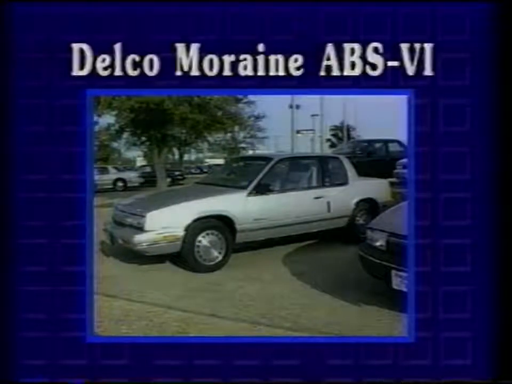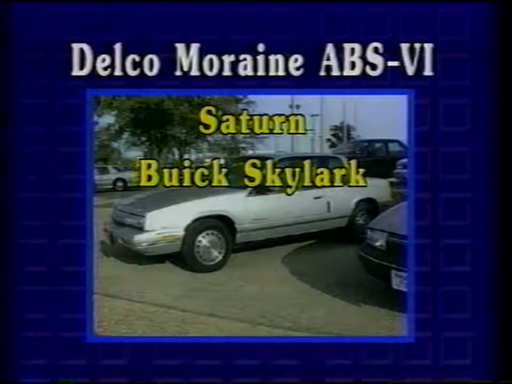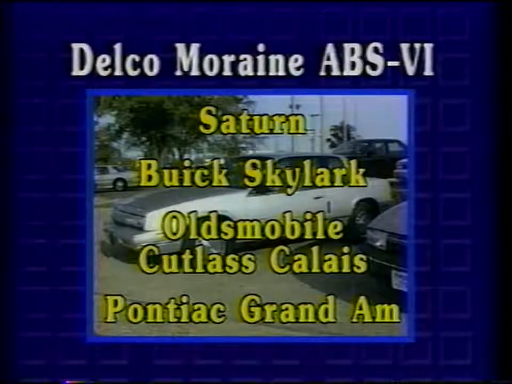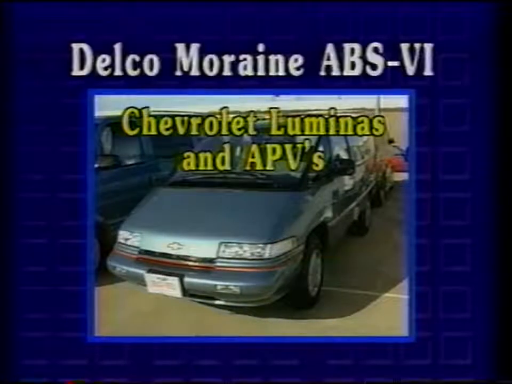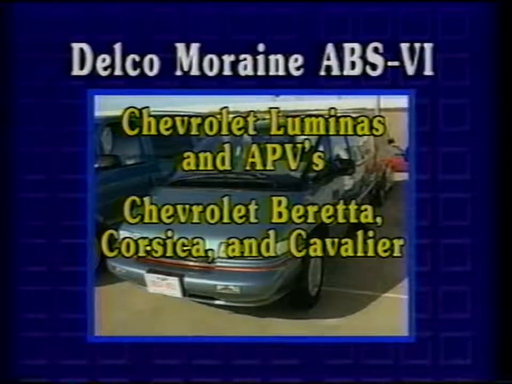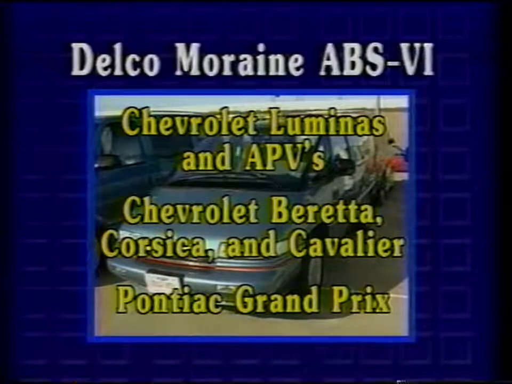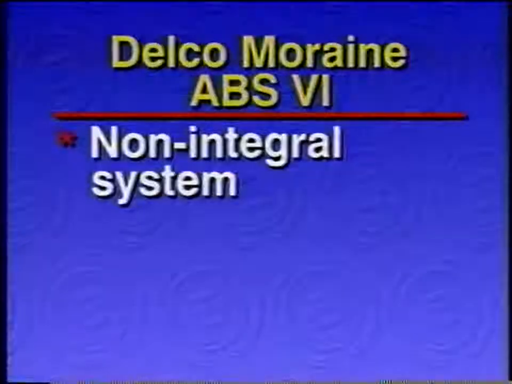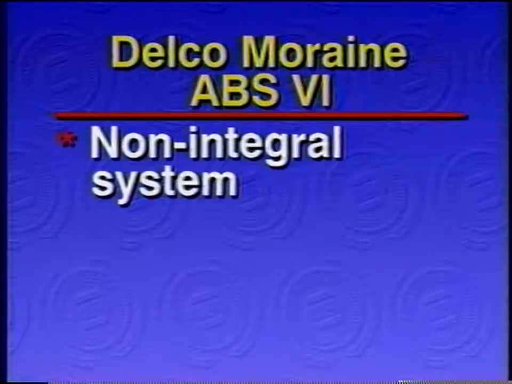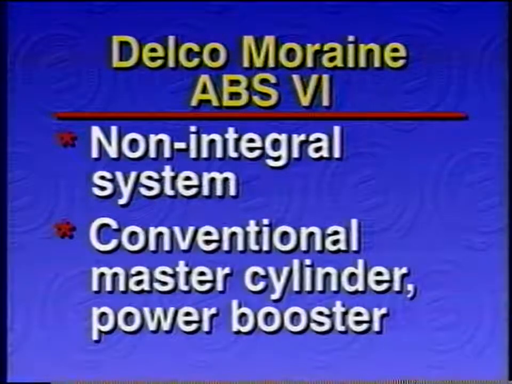The Delco Moraine ABS 6 was introduced as an option in 1991 on Saturn, Buick Skylark, and Olds Cutlass Calais, and the Pontiac Grand Am models. It can now be found on numerous General Motors front-wheel drive vehicles, including Chevrolet Luminas and APVs, Chevrolet Beretta, Corsica, and Cavalier, Pontiac Grand Prix, Sunbird, Olds Cutlass Supreme, and Buick Regal. The Delco 6 system found on this growing list of vehicles is an add-on or non-integral type of anti-lock brake system with a conventional master brake cylinder and power booster.